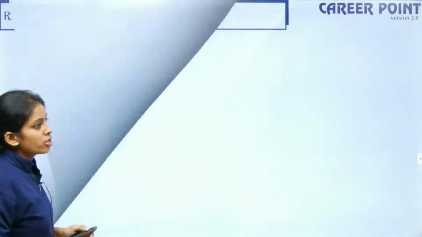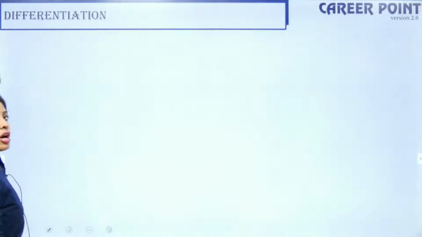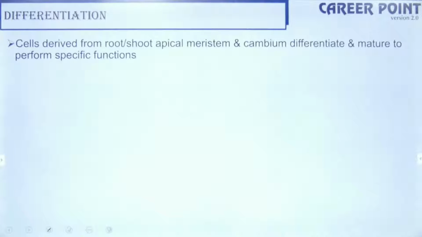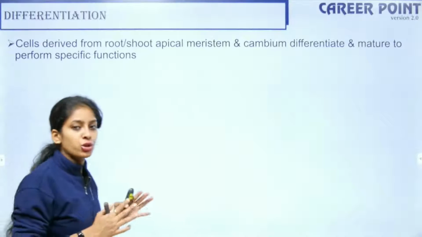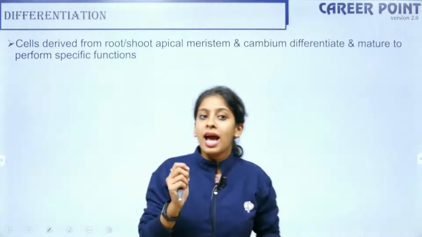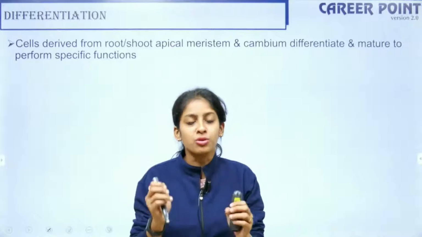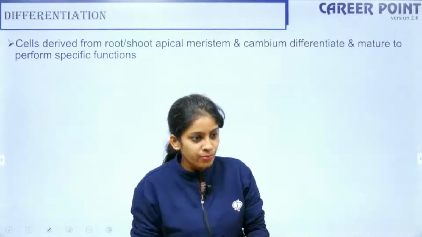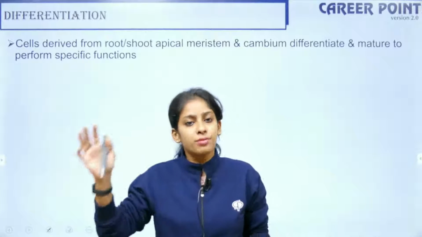Okay, moving forward to today's chapter. Today we are going to talk about a new topic, that is differentiation. What does differentiation mean? When a meristematic tissue loses the ability to divide and takes up a permanent function, that is known as differentiation. It has differentiated to become something.